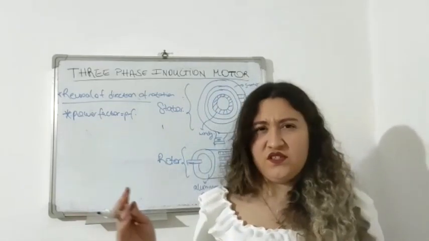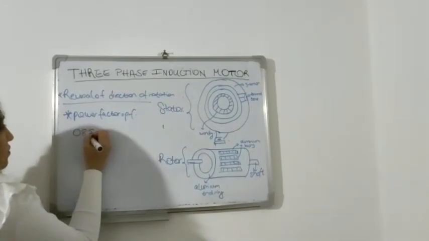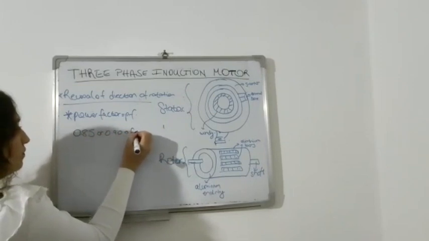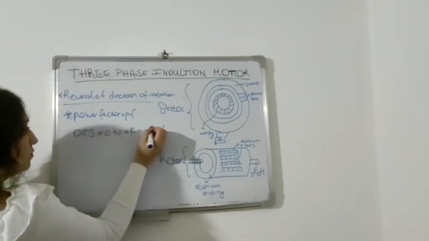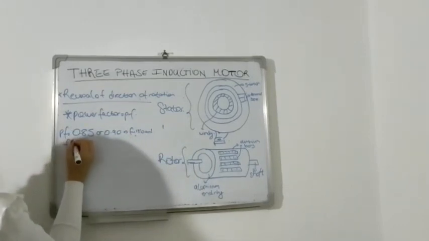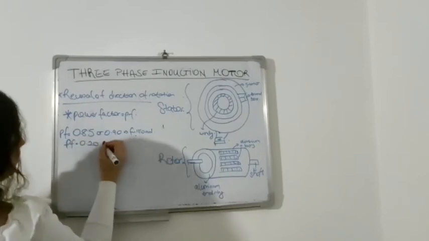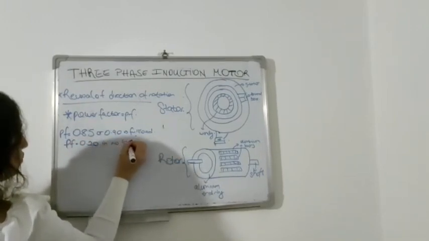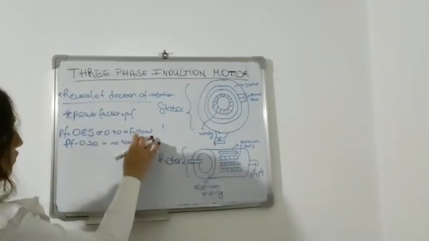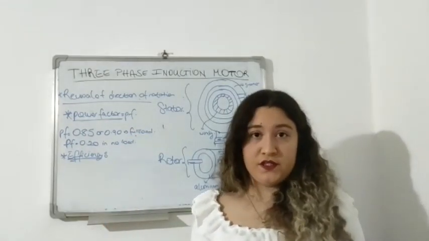And we can see the numbers here: 0.90 in full load, and 0.20 in no load. As you can see, in no load it is very low, and in full load it is very high. And now I want to talk about the efficiency of the three-phase induction motor.